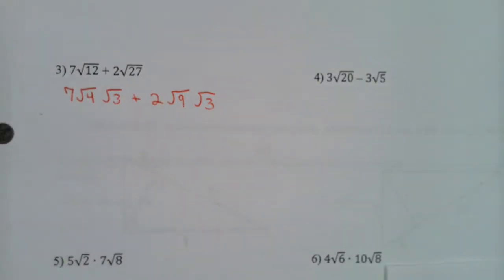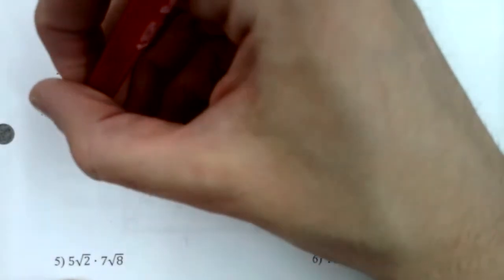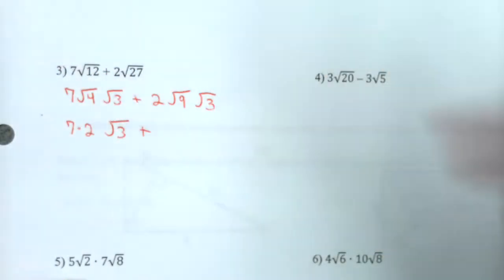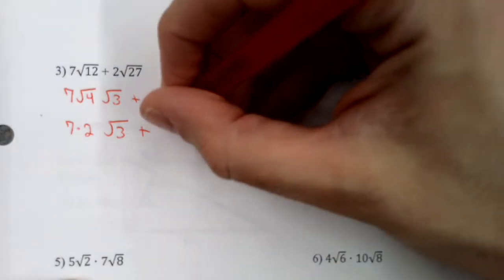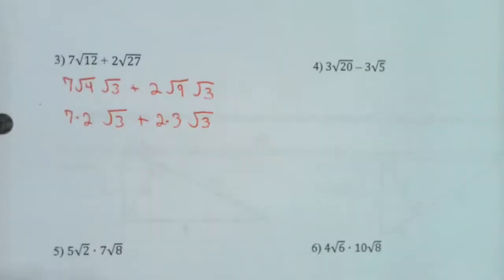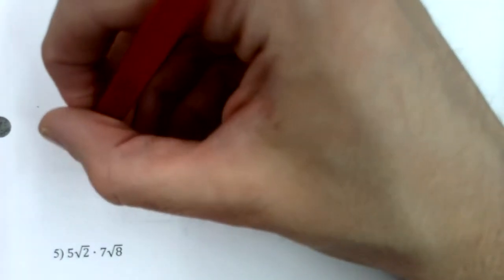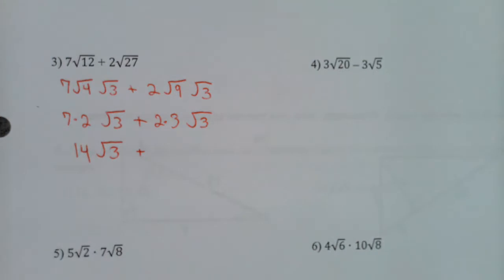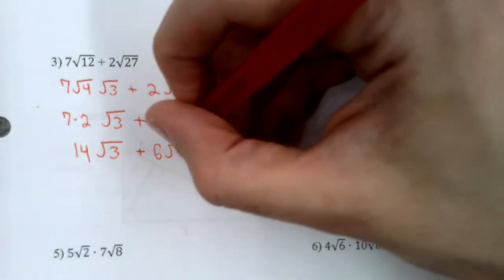Now let's clean up the perfect squares. Let's make the square root of 4, 2. So 7 times 2. And let's make the square root of 9, 3. So 2 times 3. Let's make the first term 14 square root of 3. Let's make the second term 6 square root of 3.